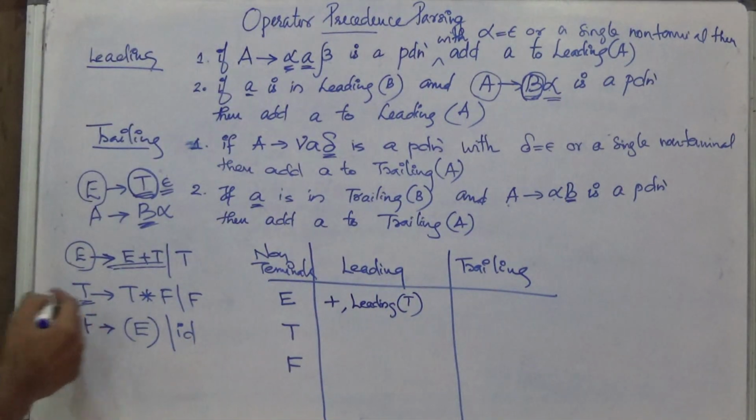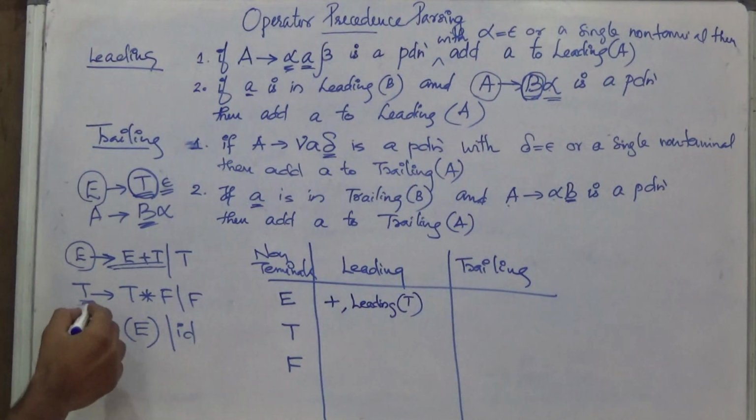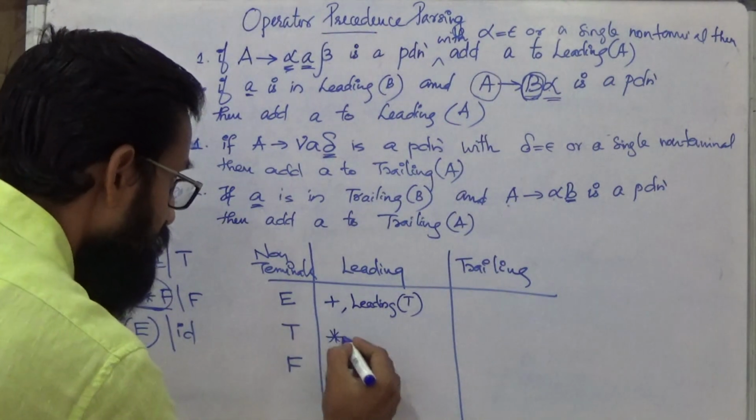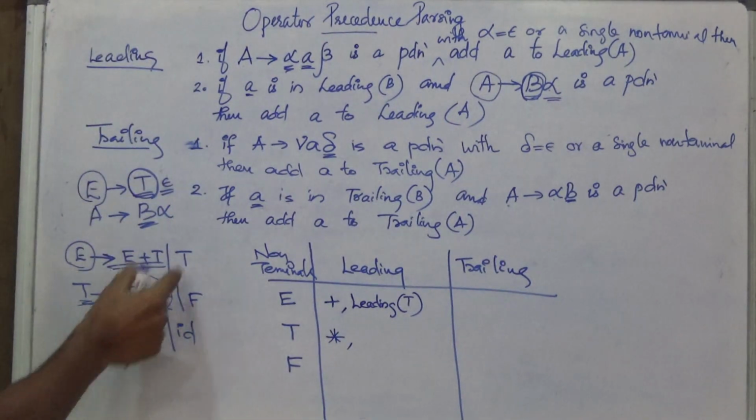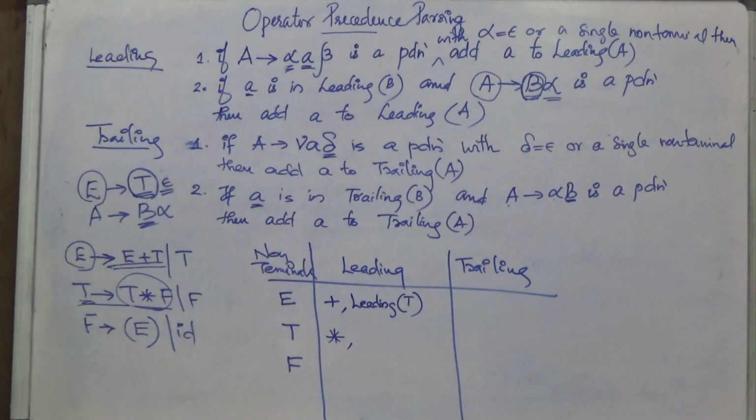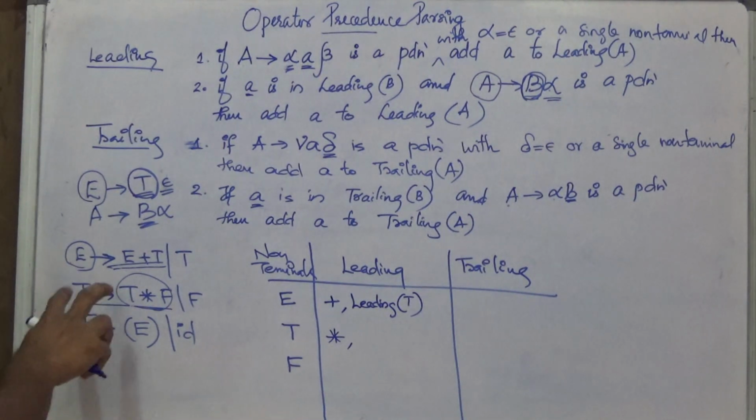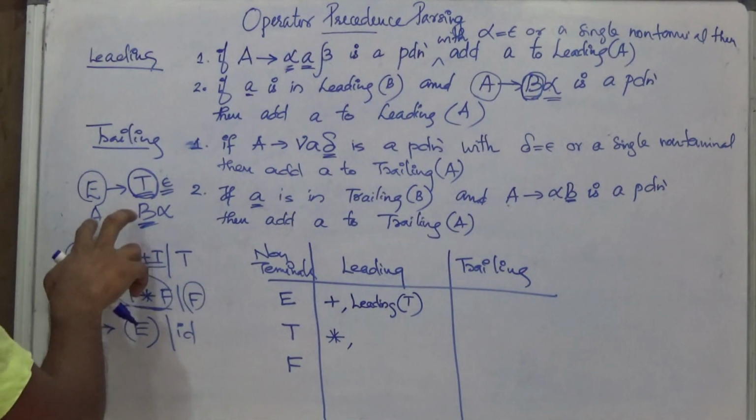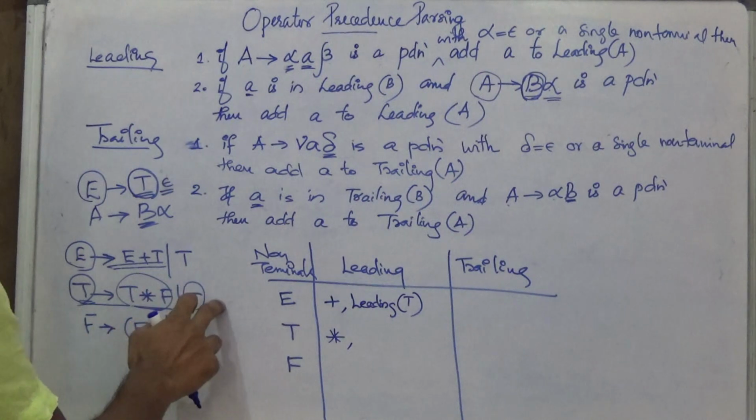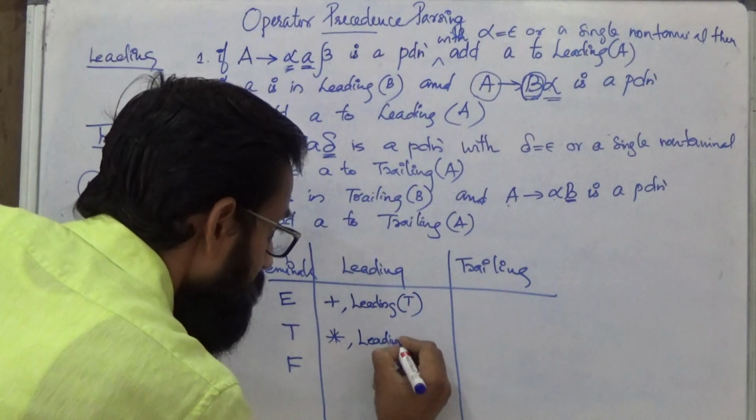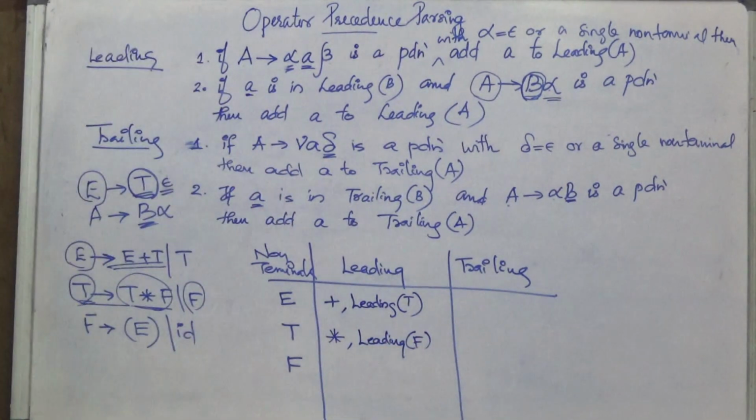Now what about leading of T? You can consider production whose left hand side is T. So you are having T giving T star. From this it is clear that star is a member that belongs to leading of T, because this matches with this condition. Star is preceded with exactly one non-terminal. Now you can consider this production T giving F. If we consider T giving F, this is of the form A giving B alpha with alpha equal to epsilon. So you can add everything in leading of F to leading of T.